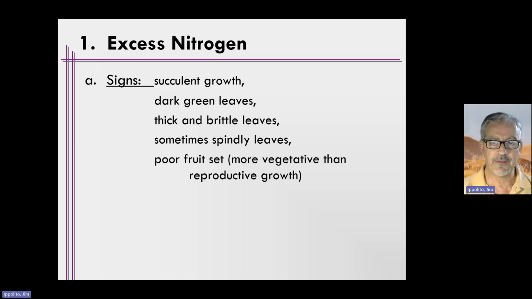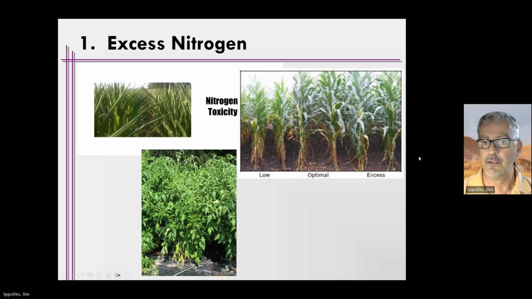Sometimes in the presence of excess nitrogen, you have spindly leaves, although that's not very often. More often than not, you have poor fruit set, which means in this case, for excessive nitrogen, you have more vegetative growth than you have reproductive growth. And a good example is shown on the next slide. So a good example of excessive vegetative growth over reproductive growth is shown here in the bottom left-hand corner with tomatoes.